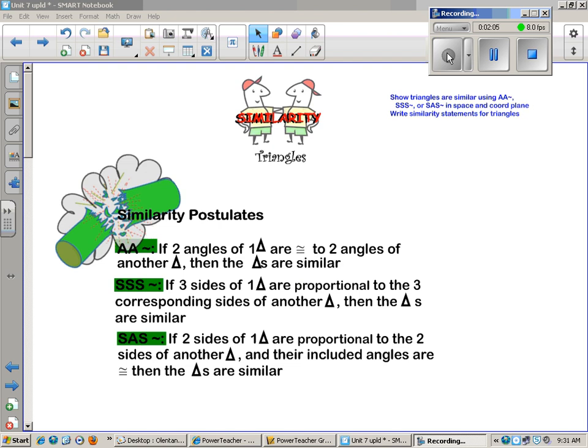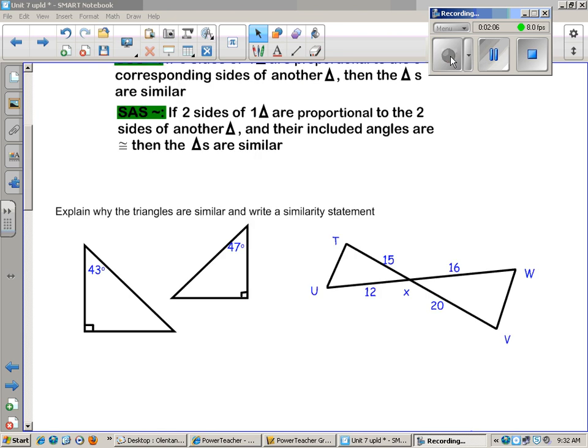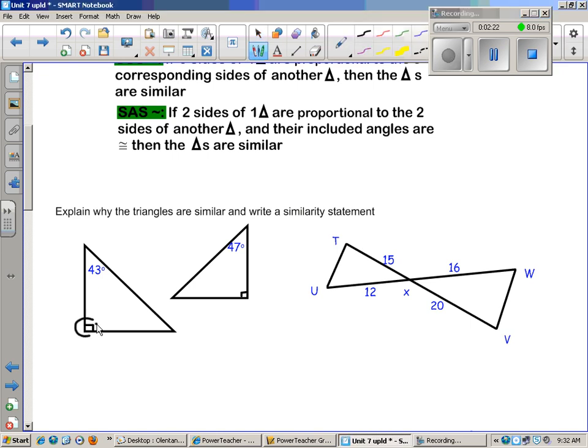All right. Let's start with the first one. Do we know any sides? Do we know the measures of any sides to tell if they're proportional? So which shortcut do you think we're going to use? Angle, angle, right? So right now we see that the right angles are equal. Let's label these A, B, C, D, E, F. So we have 1 angle congruent, but are these 2 angles congruent?